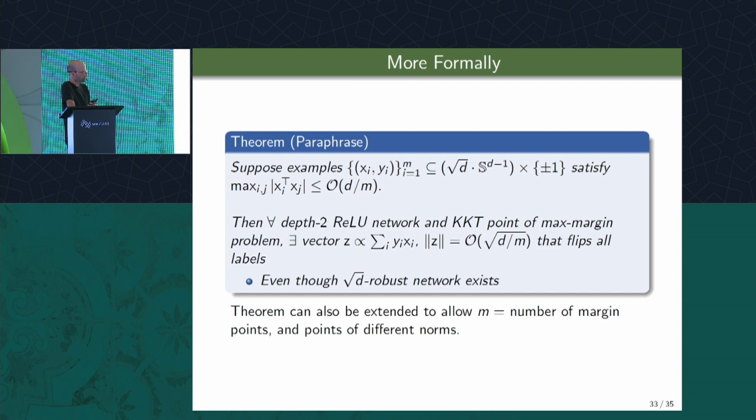And this is so even though robust networks do exist. And you can actually extend this a little bit. Here M is the number of training examples. You can actually show that this also occurs when M is just the number of points on the margin.